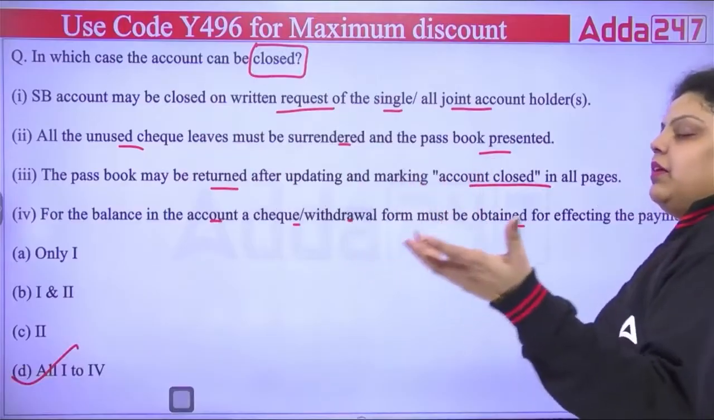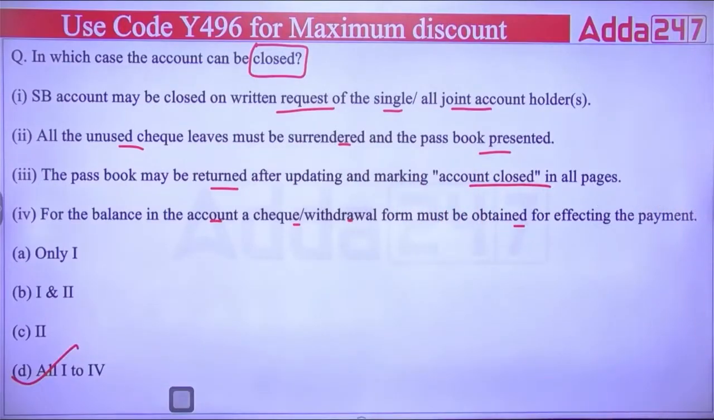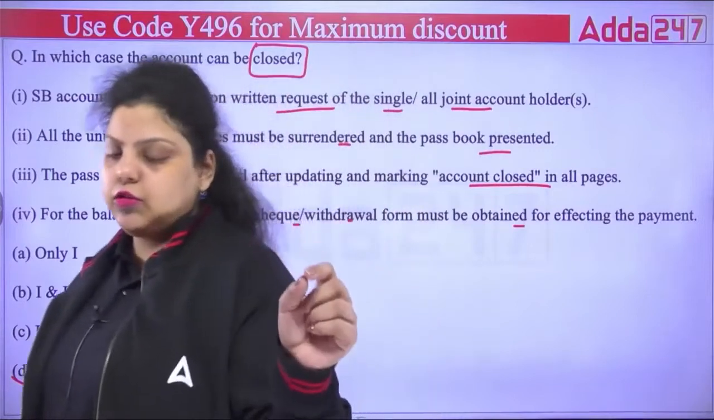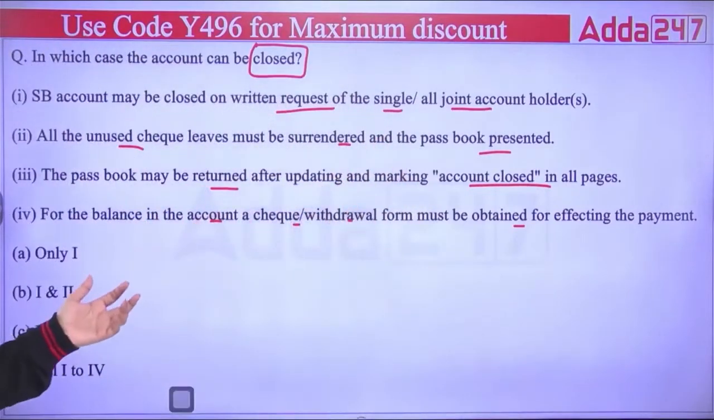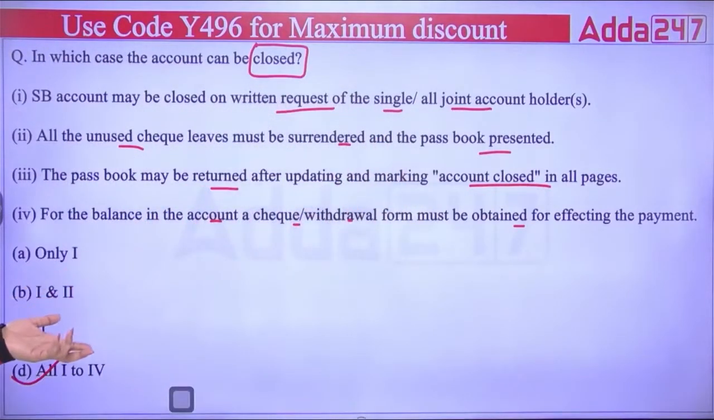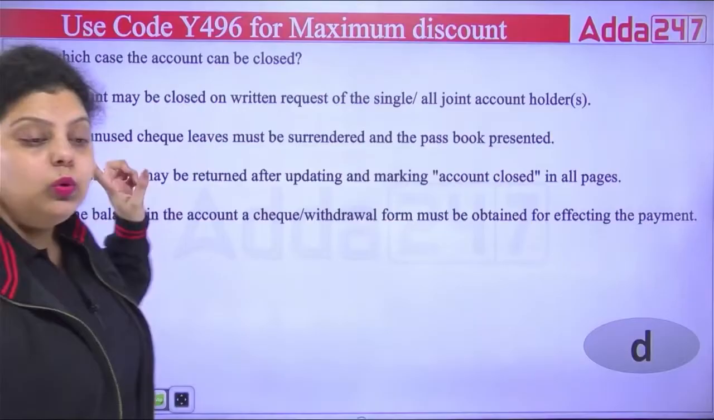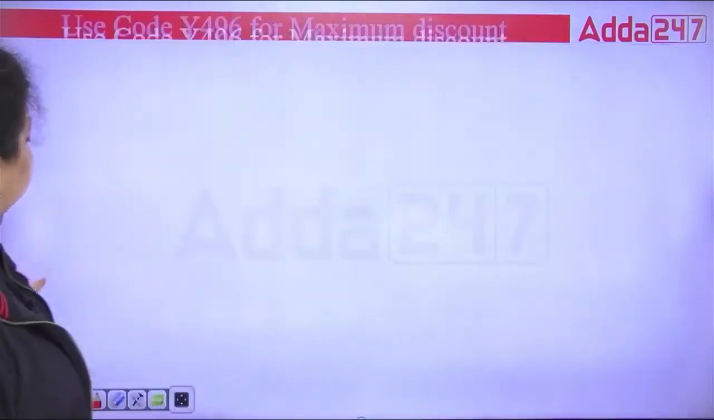First, when you get the return request from the customer, if it is a single account, a person can write a letter to you. If it's a joint account, all the members of the joint account have to write the letter. Then when you return the unused check leaves, you have to return the passbook as well. And the balance in the account should be withdrawable with the check or other facility. So the right answer will be D option. In all these cases, the account can be closed.